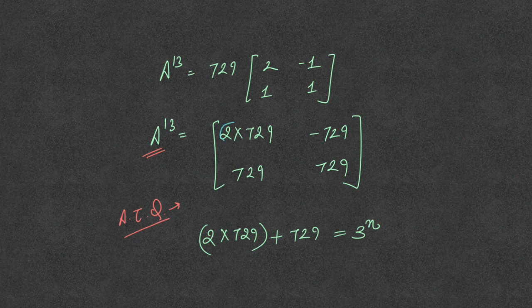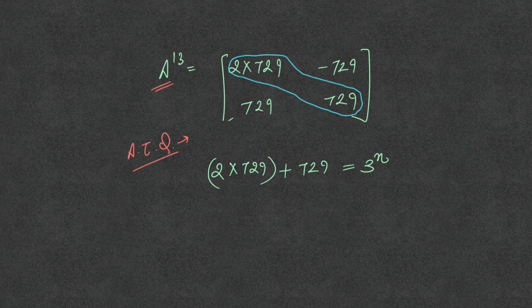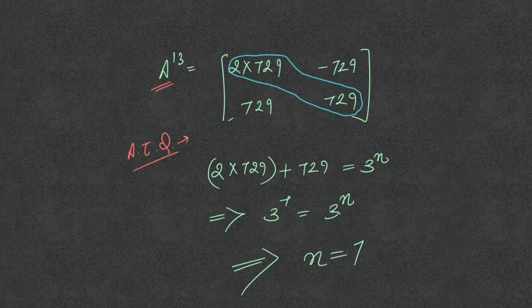Here, these two elements represent the diagonal elements. The left hand side becomes 3 into 729, which is equal to 3 raised to power n, which implies 3 raised to power 7 is equal to 3 raised to power n. From here, comparing both sides, n is equal to 7.